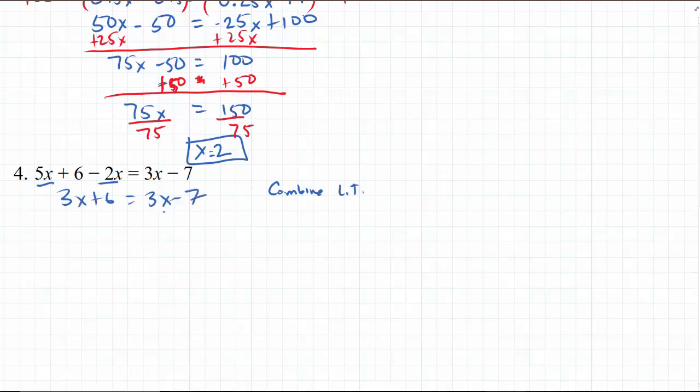What do you notice? Well, I'm noticing that there are the same number of x's on both sides. However, the constants are different. We have 6 and negative 7 here, which means that whatever x equals, it's never going to be a true value, because let's say we try to solve this. We're going to subtract 3x from both sides. That's saying that 6 equals negative 7, and that's never, ever true. So what does that mean? Well, that means there is no solution.